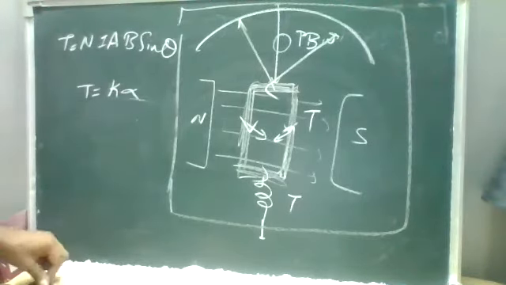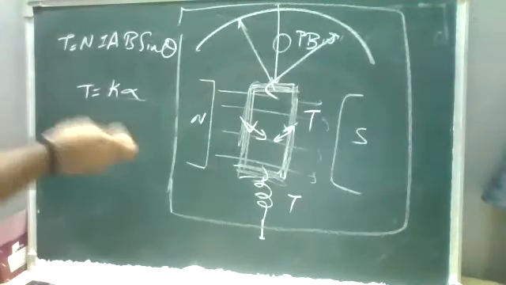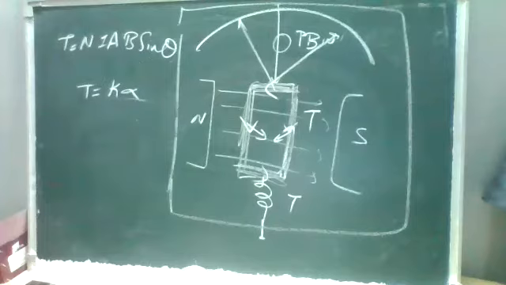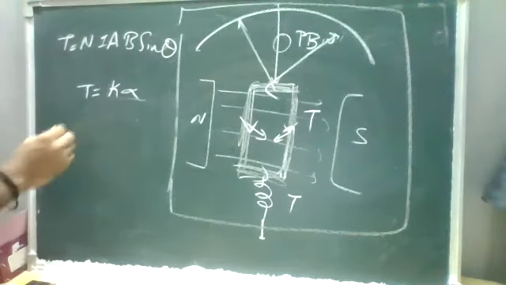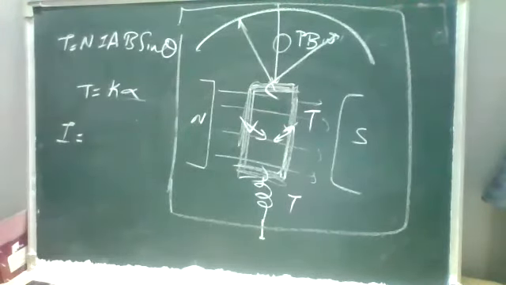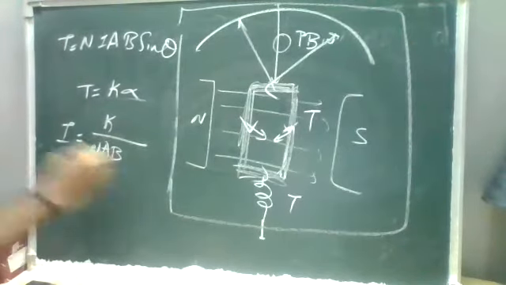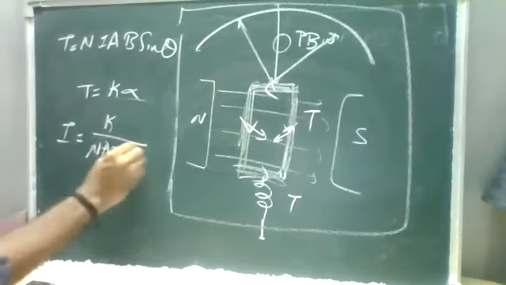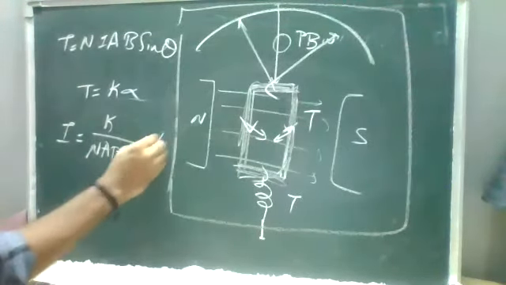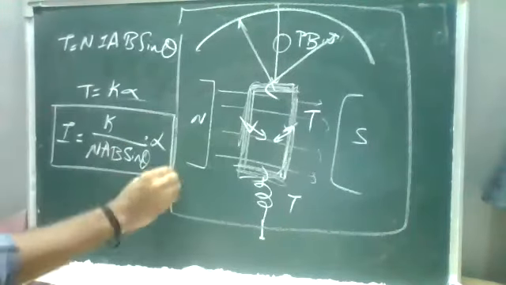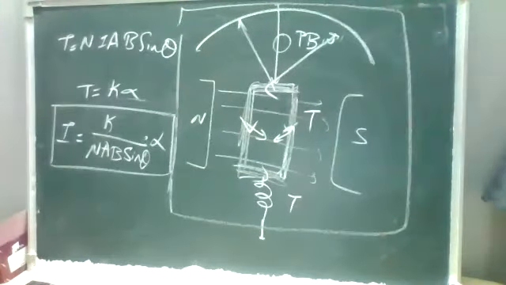Now when you equate these two, I am going to find the current. How much current is passing through this, how much current are we getting? When you equate these two, I is equal to K by NAB sin theta into alpha.